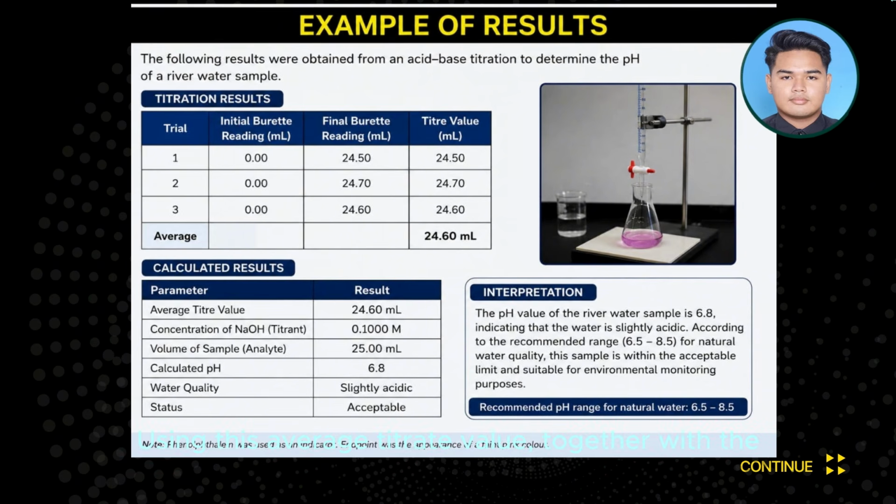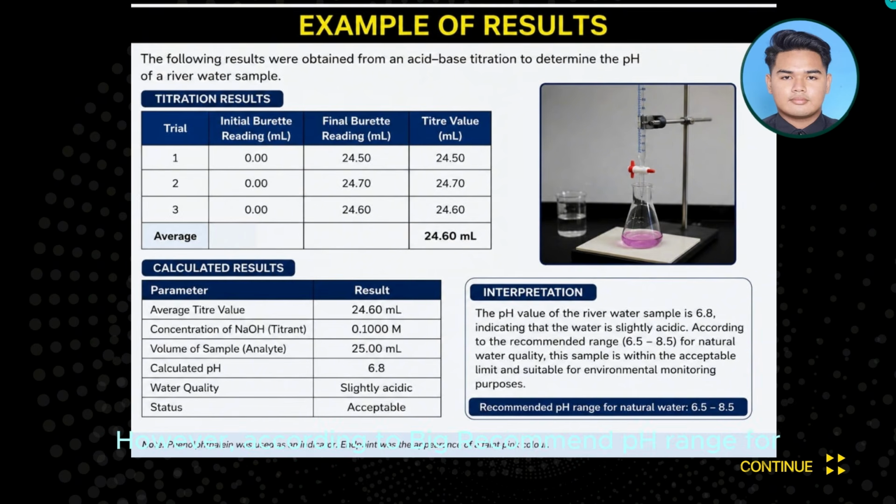Using this average titre value, together with the concentration of sodium hydroxide, which was 0.1 moles, and the sample volume of 25 ml, the pH of the river water was calculated. The calculated pH value was 6.8. As we know, a pH value below 7 indicates acidic condition, while a pH value above 7 indicates alkaline condition. Therefore, this river water sample is considered slightly acidic.